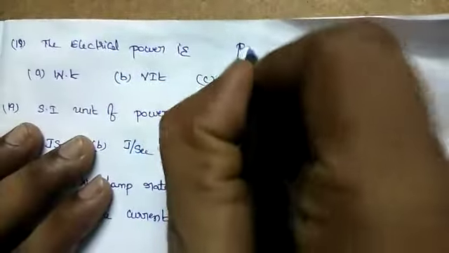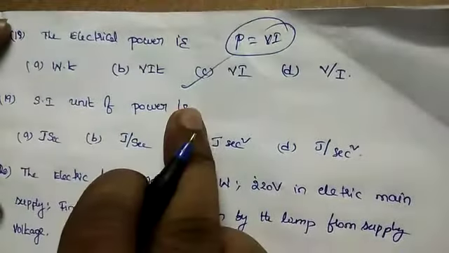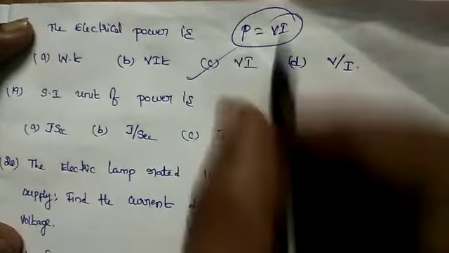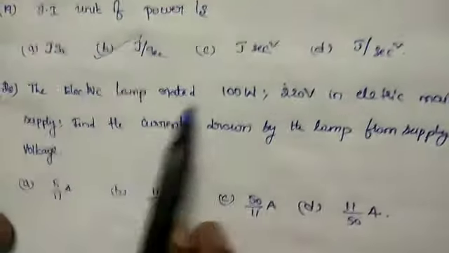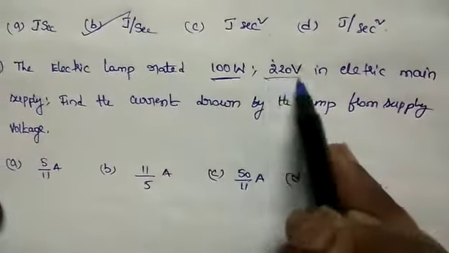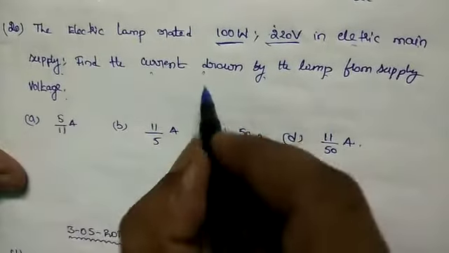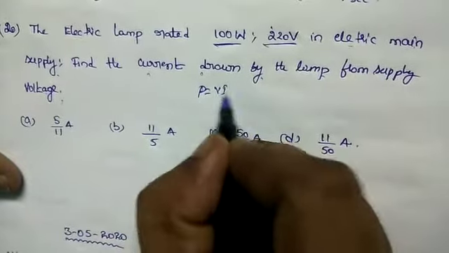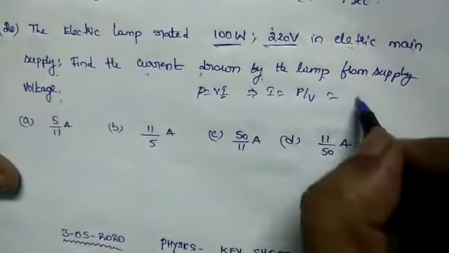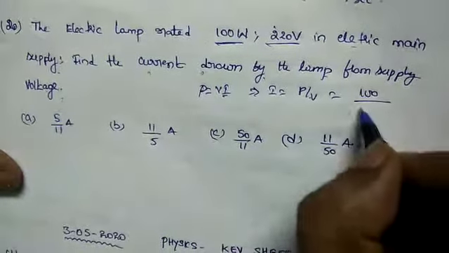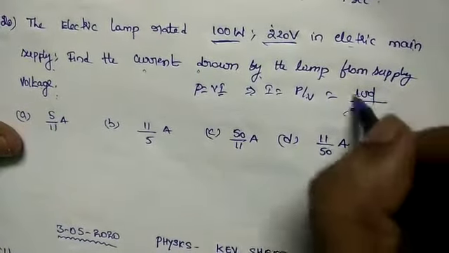P is equal to the formula VI. See the answer: the SI unit of power is joules per second. An electrical lamp is rated 100 watts, 220 volts in the electric mains supply. Find the current drawn by the lamp from the supply voltage. What is the formula? P is equal to VI. Current we have to find. I is equal to P by V. What is P here? 100 watts. What is V here? 220. 0, 0 cancel. Now how much? 11, 5. 5 by 11.